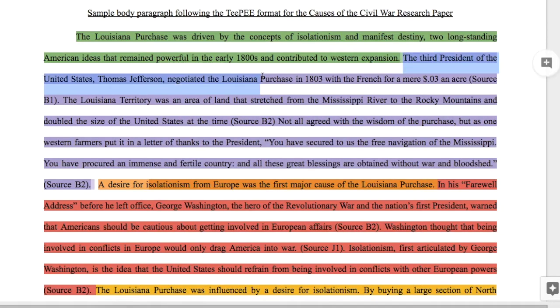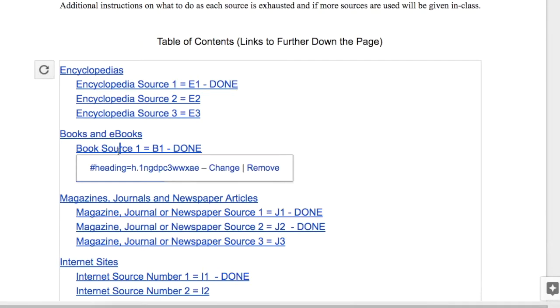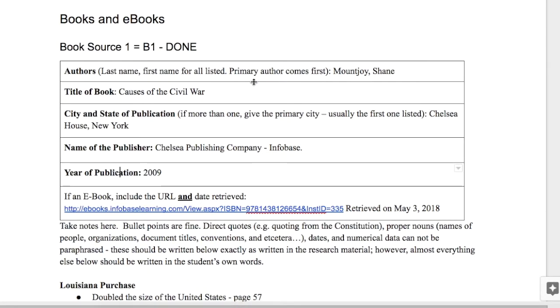The President of the United States, Thomas Jefferson, negotiated Louisiana Purchase in 1803 with the French for a mere 3 cents an acre. That came from book source number 1. So how did the student write that sentence? Well, first, they found the resources, in this case, this book. This book is Causes of the Civil War, the ebook from our library, properly cited.